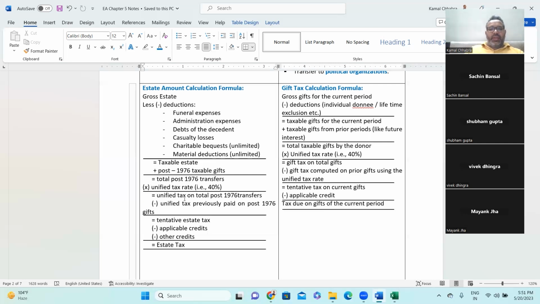Then you'll be adding post-1976 taxable gifts, if there are any.